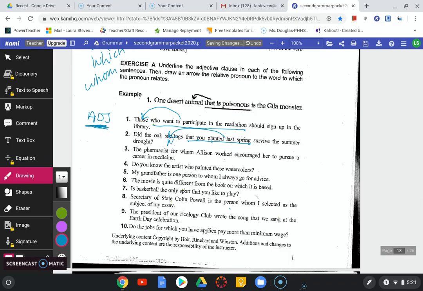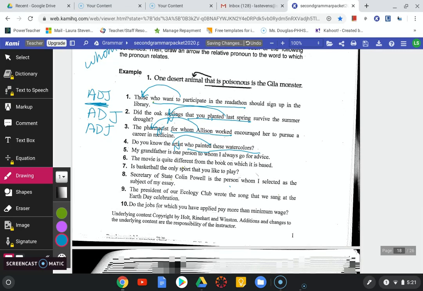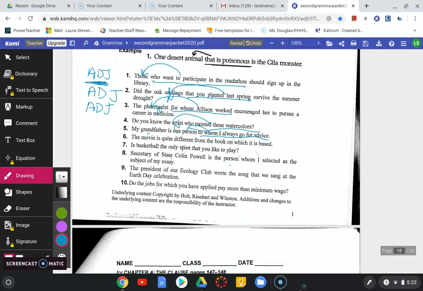Those is a pronoun. For whom Allison worked. Who did she work for? The pharmacist. Again, that's a noun. Adjective. You don't have to write this, but I was just showing you guys. Who painted these watercolors? The artist. Noun, right? Another adjective clause. To whom I always go to sacrifice. He's a person. It's the one. It's the grandpa. All these are nouns, right? On which it is based. The book, right? Book is a thing. It's a noun.